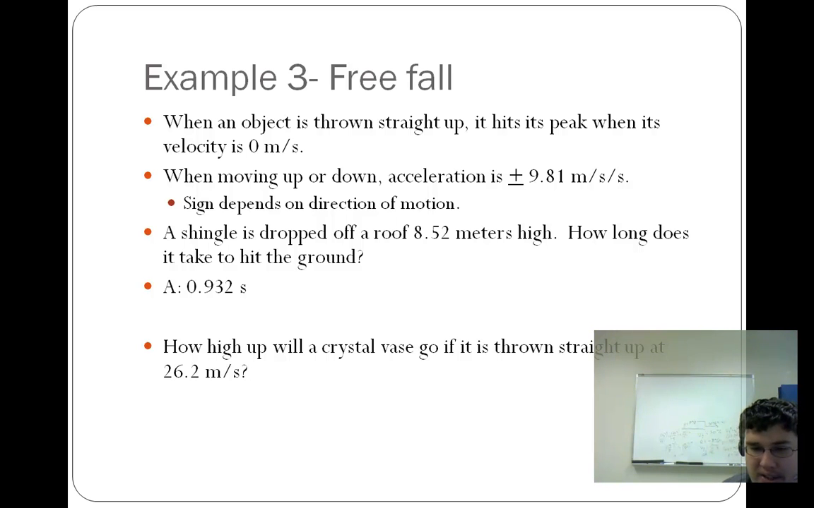For the crystal vase, if it goes straight up, you should get 35 meters. So you're looking for distance on that one. You know initial velocity is 26.2. You know final velocity is going to be 0 for that one because that's the rule from up here. And you also know acceleration is 9.81, and that's negative 9.81 in this case.